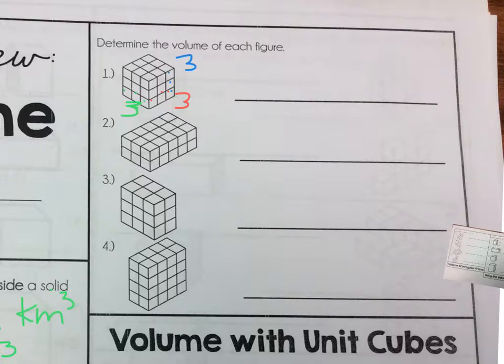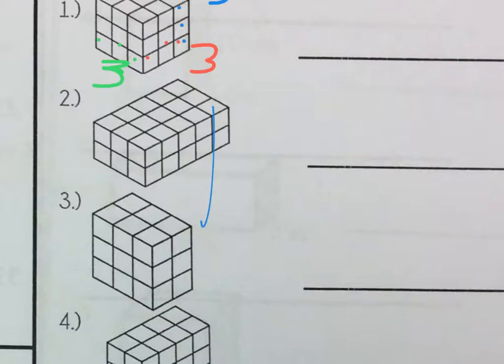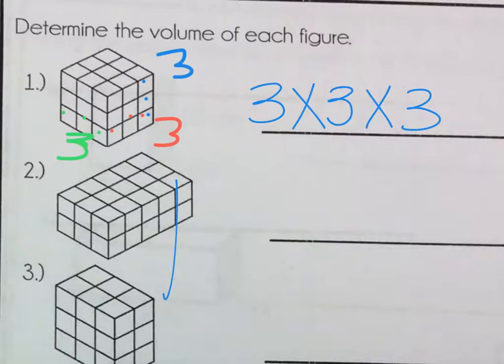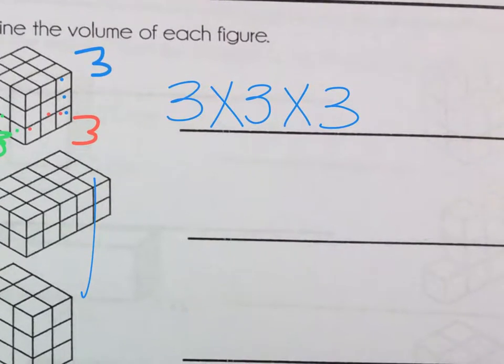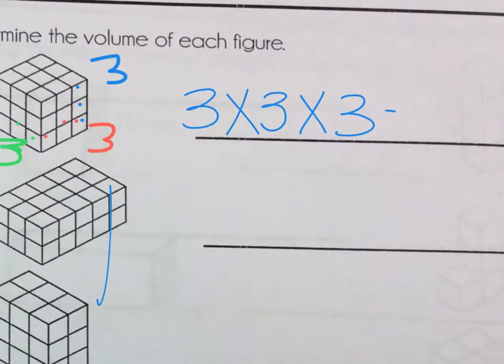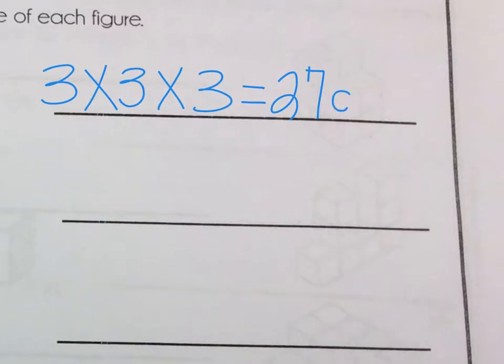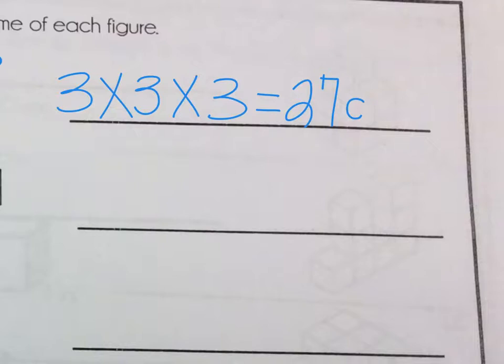We're going to say 3 times 3 times 3. What is 3 times 3? 9. Times 3. 27. So our answer is going to equal 27. But you have to put that, hold on, 27 cubic, the word cubic, because we do not know the unit that is being measured here.